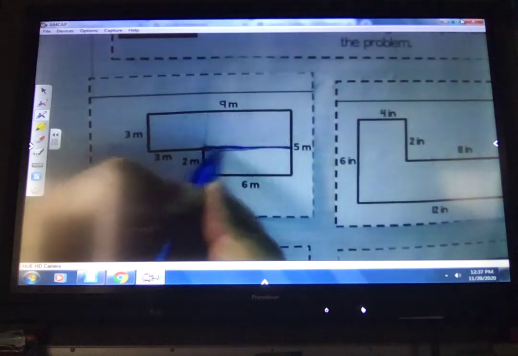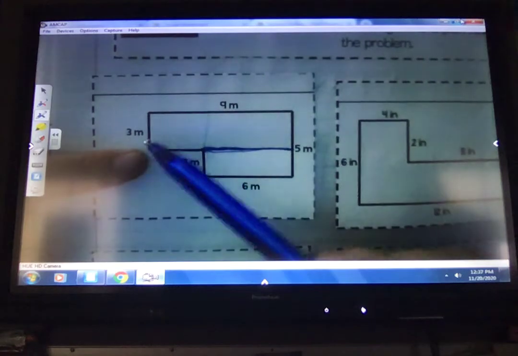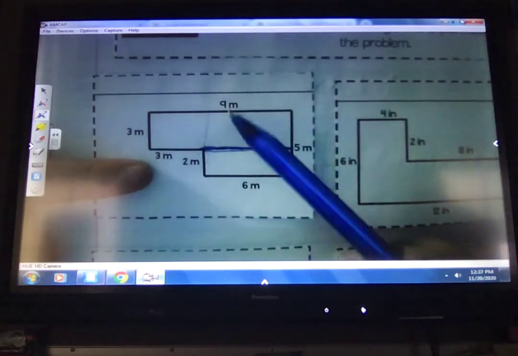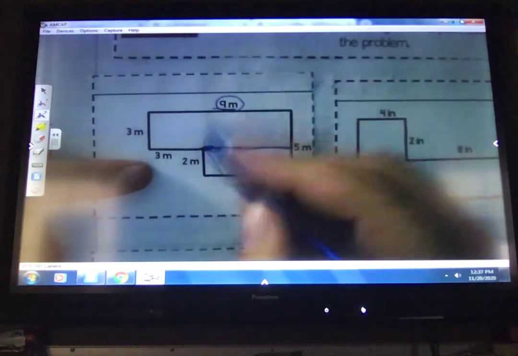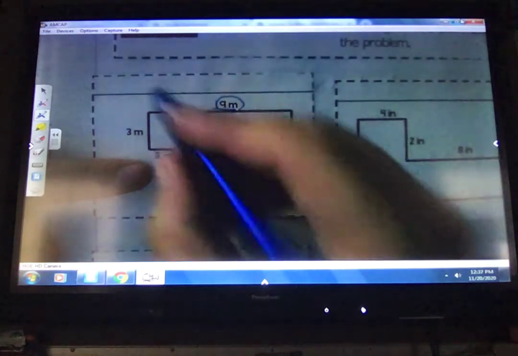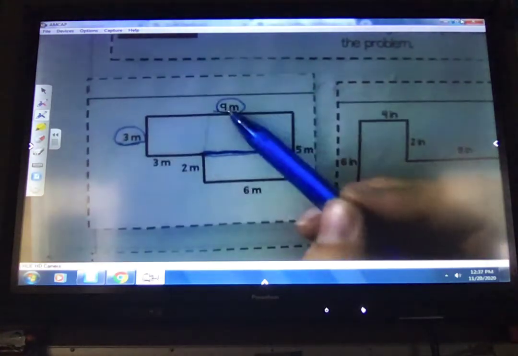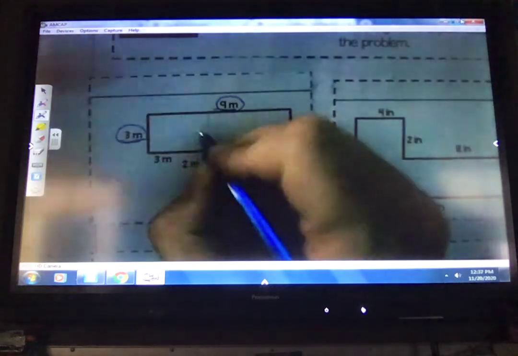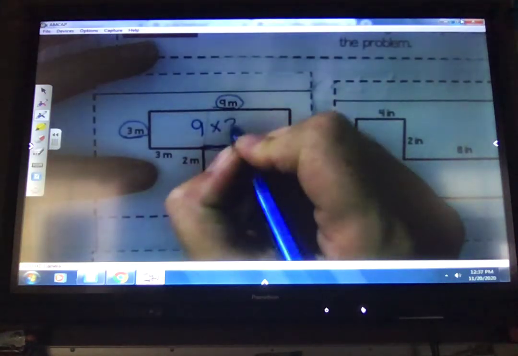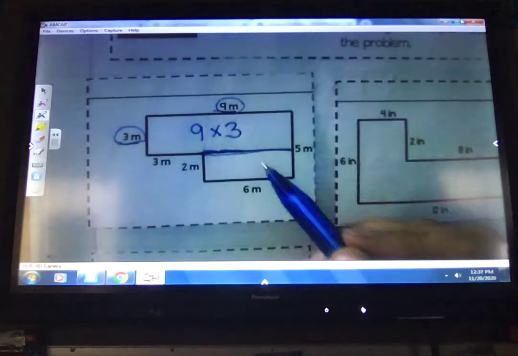I've got this big rectangle on the top. What is the long side on it? 9. What's the short side on this one? 3. So I'm going to be using 9 and 3 for my top rectangle. I'm just going to write that inside. Length times width, 9 times 3.